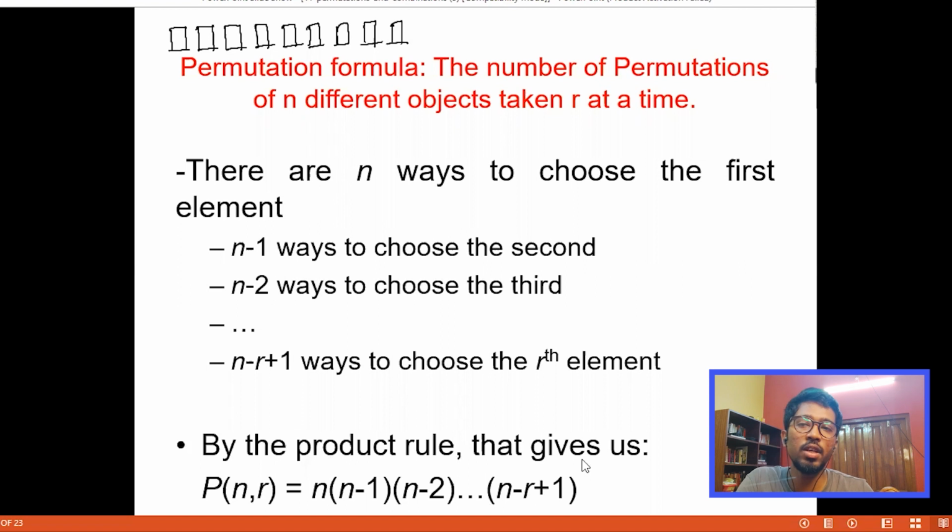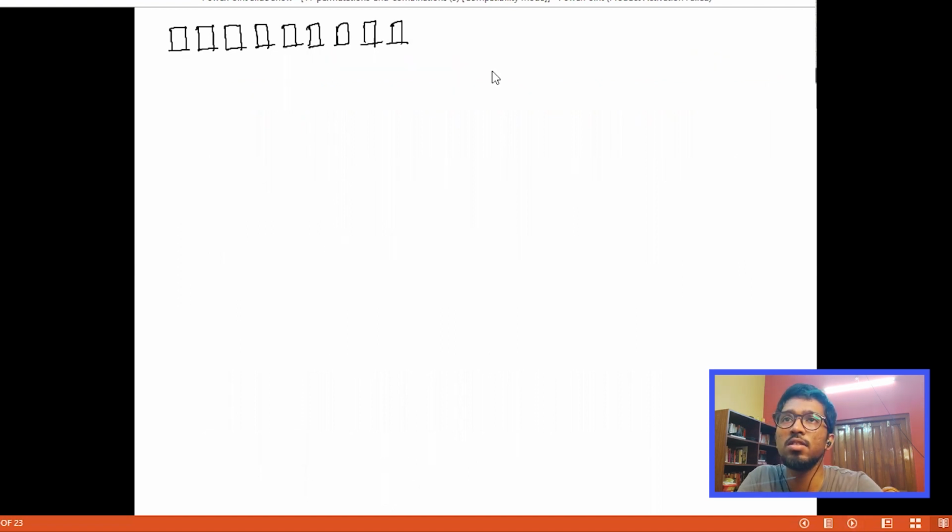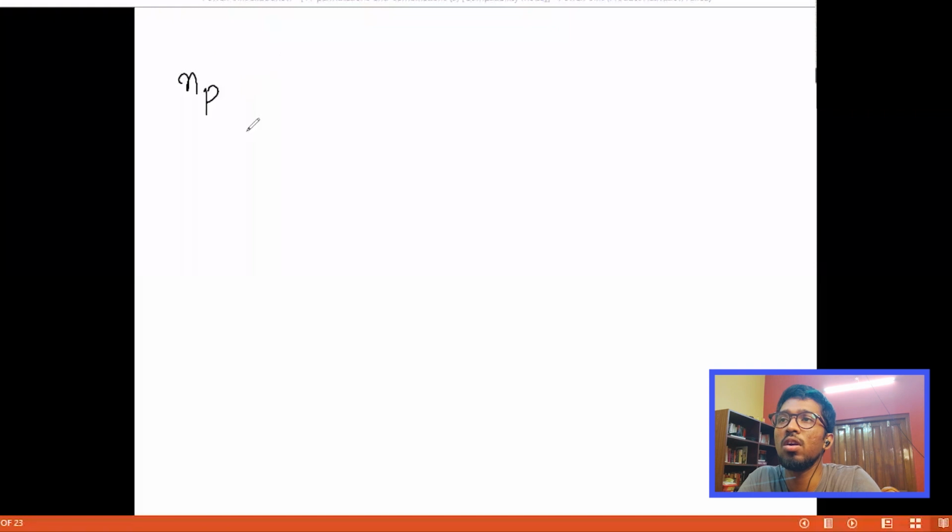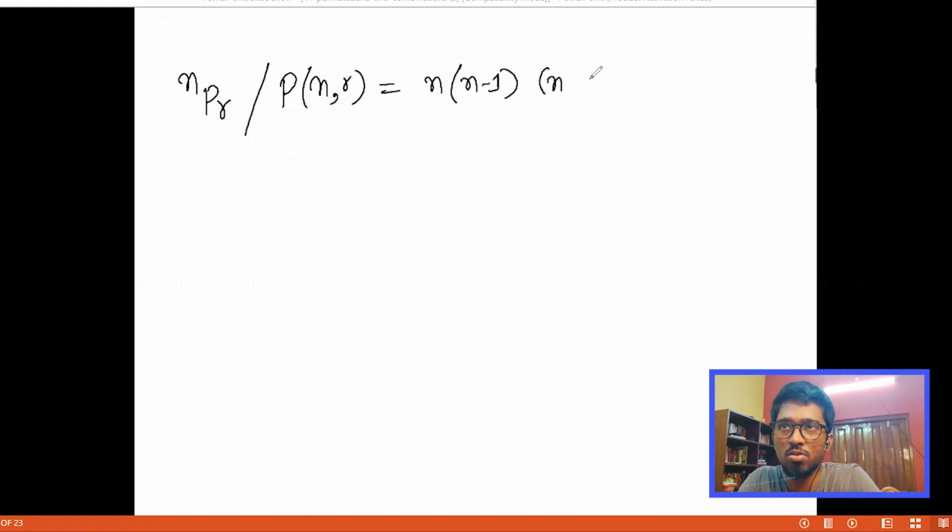You can simplify it with the help of factorial. So let's understand, what is factorial? Let me erase this portion. So let's simplify it. We have the formula, P of n comma r is equal to n into n minus 1 into n minus 2 into n minus 3 dot dot dot up to n minus r plus 1. Okay, that is the formula.